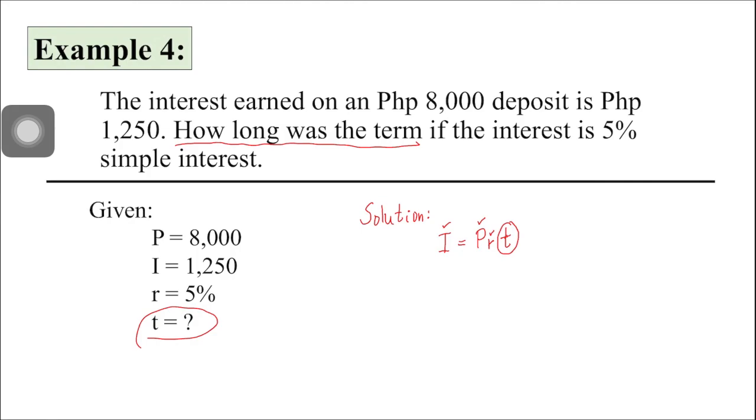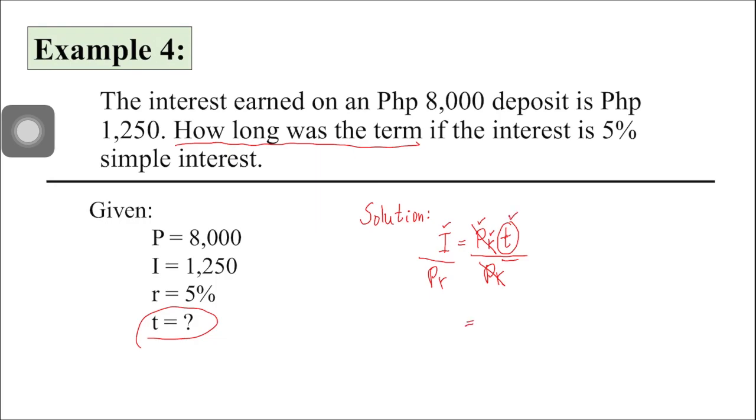Okay. So, you manipulate the formula. We need to manipulate the formula so that what remains on the right side is only t, and all the other variables are on the left side of the equal sign. So, divide both sides by PR, so that PR cancels and what remains on the right side is only t.